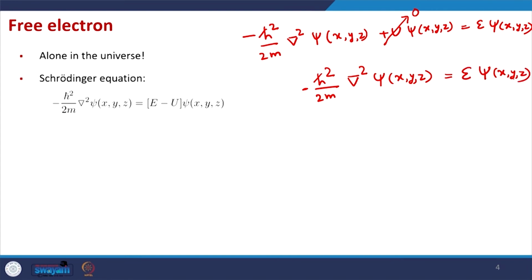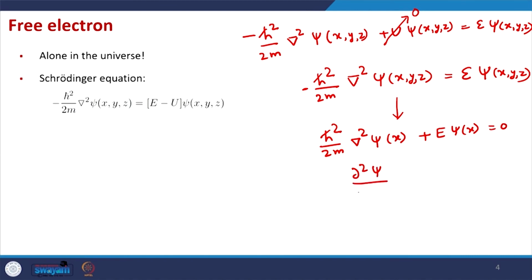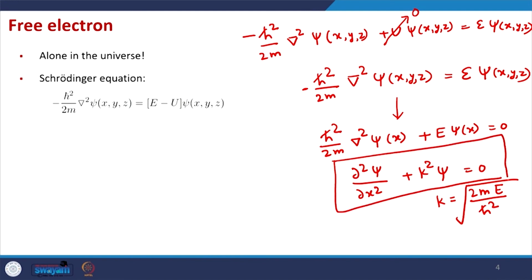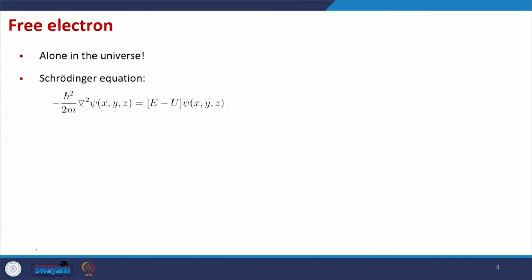And for simplicity, if we consider only the one dimensional case, this equation further simplifies to minus h bar square by 2m del 2 psi by del x square equals E psi, or del 2 psi by del x square plus k square psi equals 0, where psi is now just a function of x and k is square root of 2mE divided by h bar square. So now the Schrodinger equation boils down to a simple second order differential equation, whose solution we can easily do from a basic calculus course.